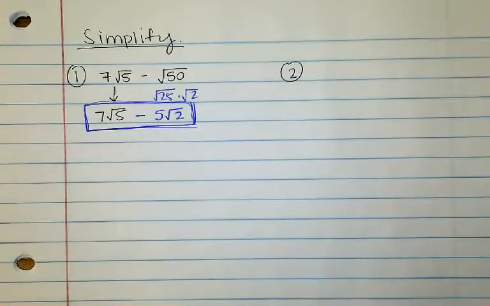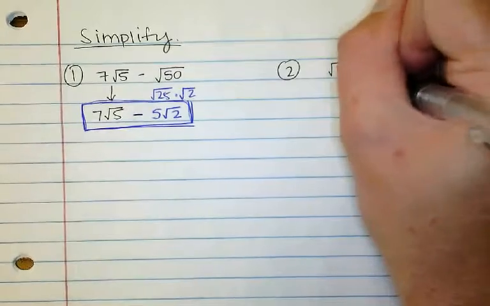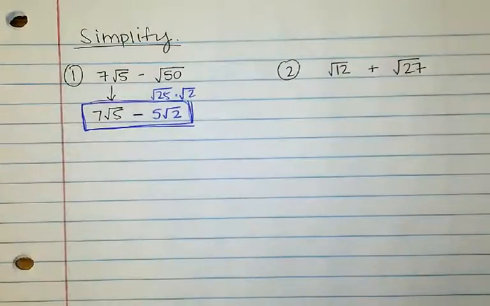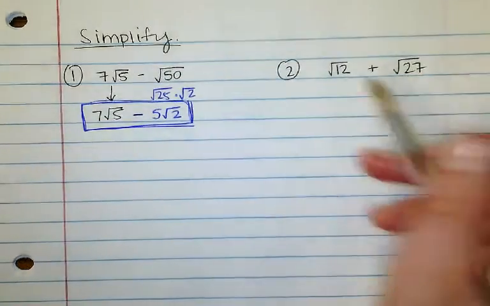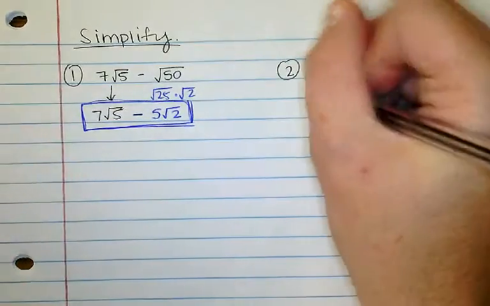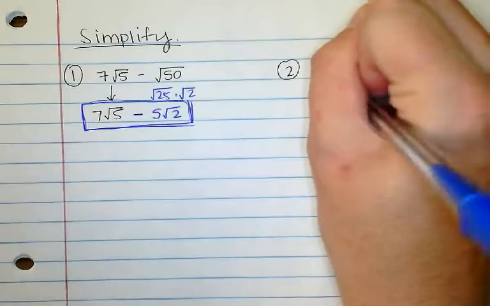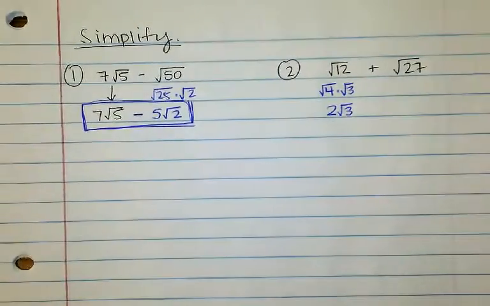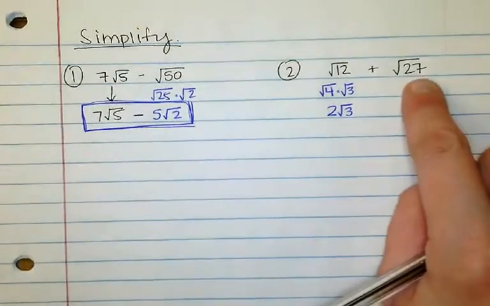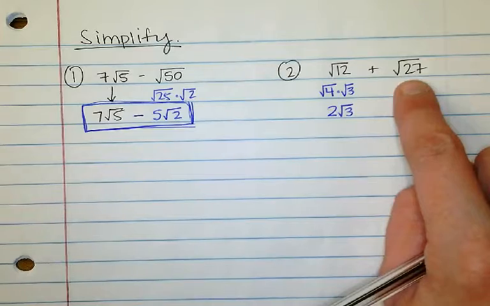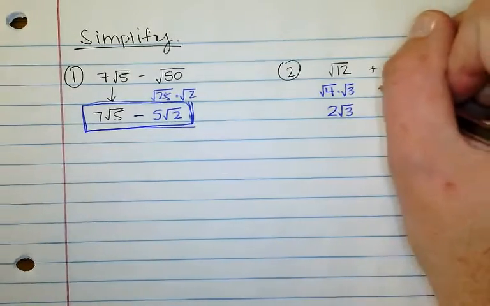Alright, let's try radical 12 plus radical 27. So first we need to simplify our radicals, don't we? Alright, so let's take a look here. How can we simplify 12? Yeah, 4 and 3. So we're going to do square root of 4 times the square root of 3. And that's going to reduce down to 2 times the square root of 3. You guys comfortable with that? And then 27, that can be simplified into, what is the largest perfect square factor? 9. So that's going to be plus the square root of 9 times the square root of 3.